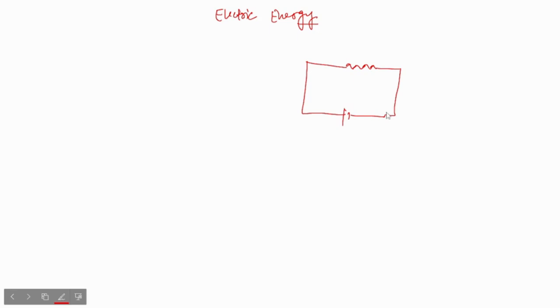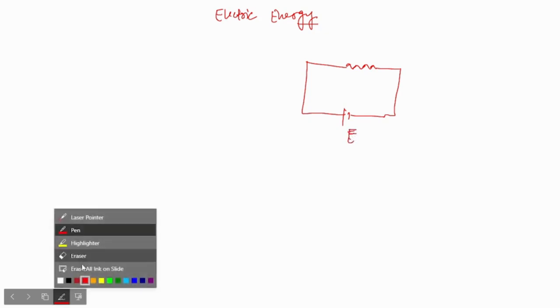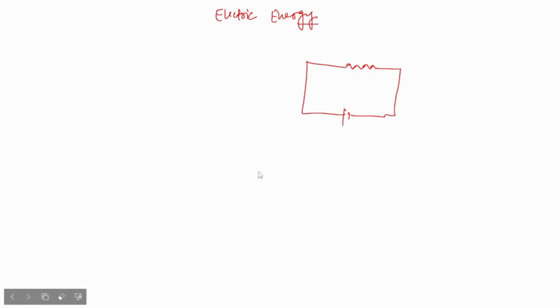Okay. Now, this EMF is, let's say, E. Resistance R. Suppose these are 2 points, A and B. Current is being supplied. Let's say the potential difference between A and B is V.